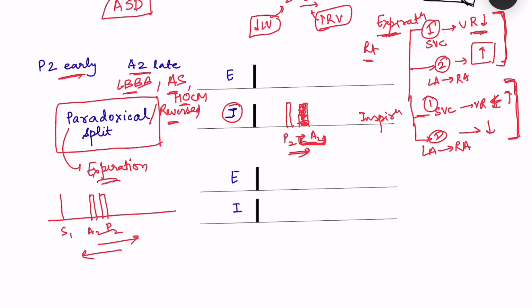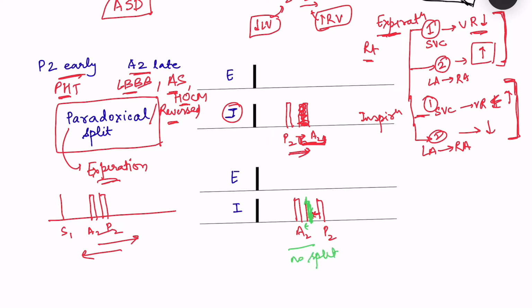P2 early can occur in pulmonary hypertension. But remember, pulmonary hypertension can cause reversed split, it can cause narrow split also. So whatever was there, P2 has become a little bit early. So suppose this is the A2, normally this was P2. So when this P2 moves a little bit before, then it is a narrow split. So P2 moves a little bit closer, narrowing of the split occurs. Or if it moves a little bit more closer, then there will be no split.